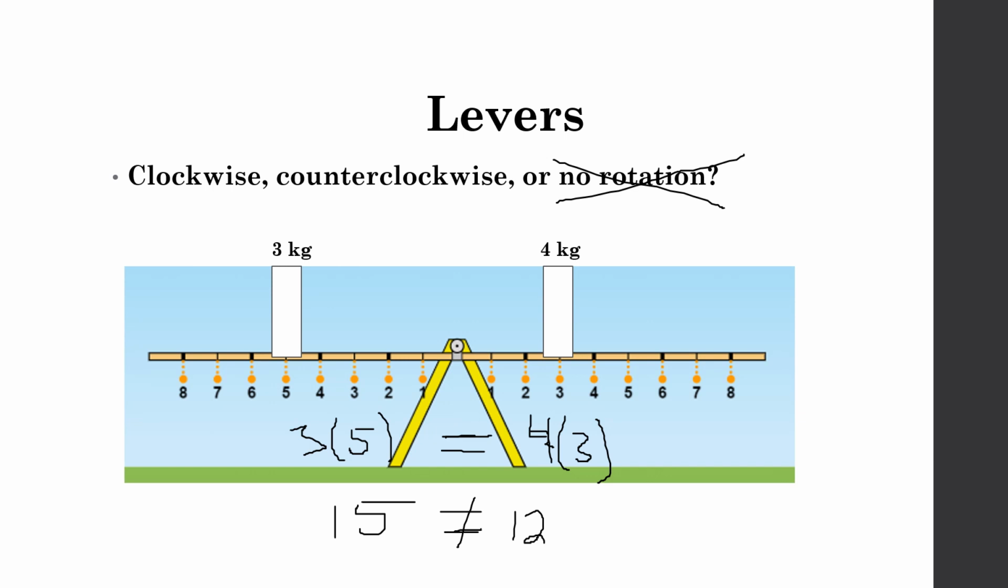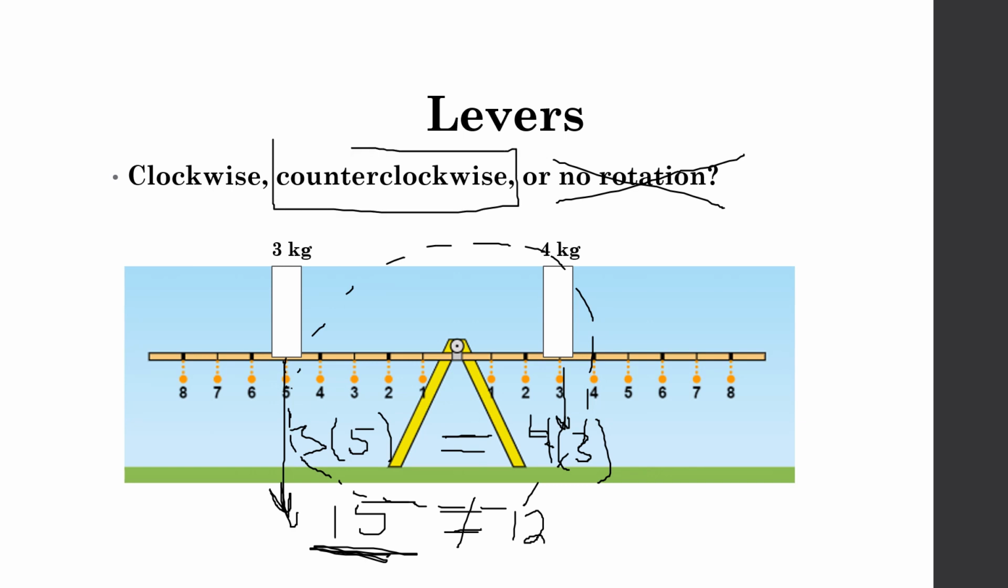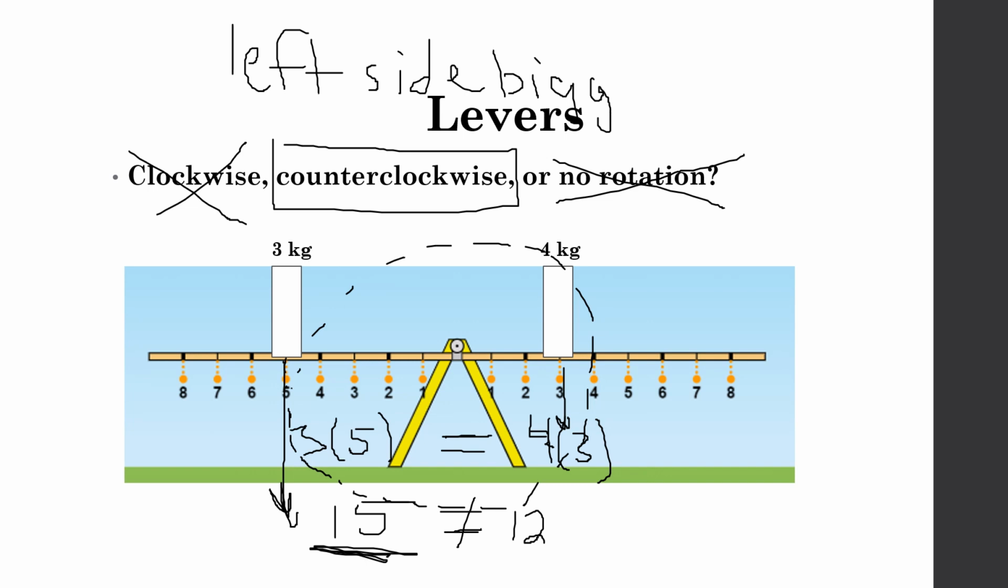Well, the left side is a bigger number. If the left side is a bigger number, that means this arrow going down is bigger, and it's going to dominate the rotation, meaning it's going to rotate like this. So that would mean if the left side is bigger, you would get counterclockwise rotation. If the left side is bigger, you get counterclockwise rotation.